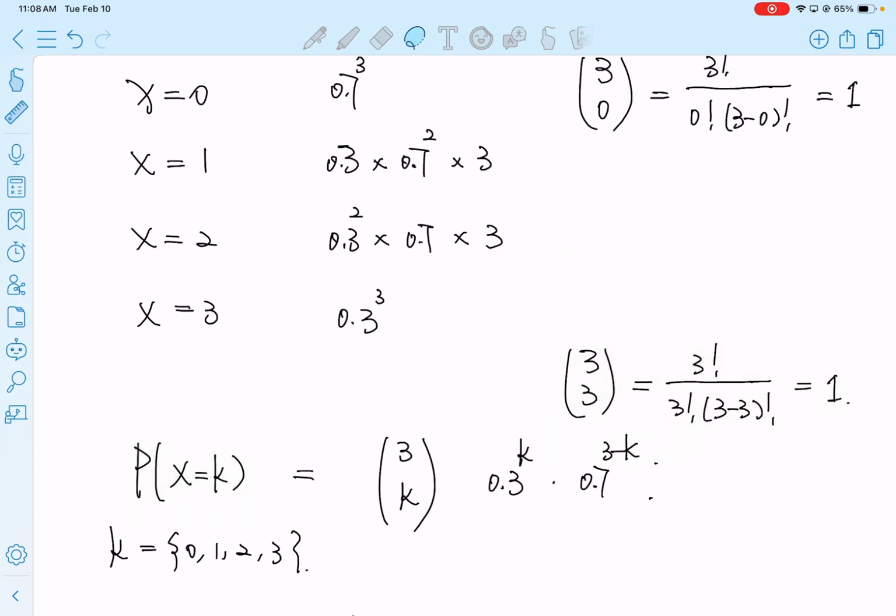And now let's also apply this formula for the x equal to 1 case. We have 3 choose 1 is equal to 3 factorial over 1 factorial times (3 minus 1) factorial. And this should be equal to 3.